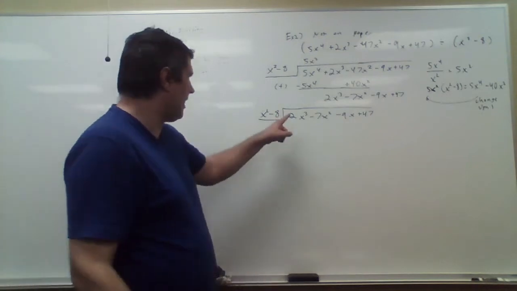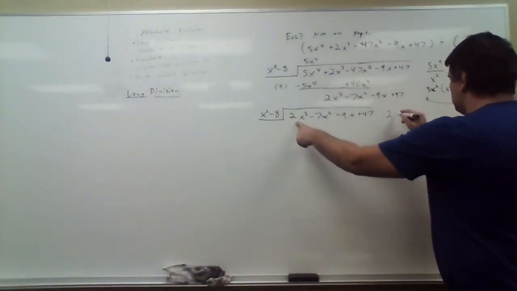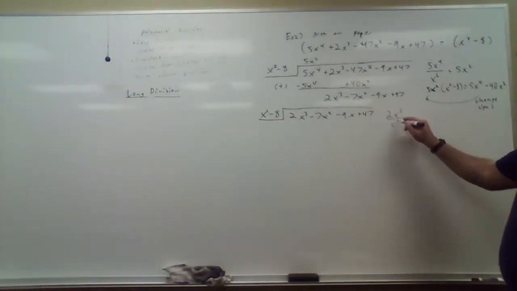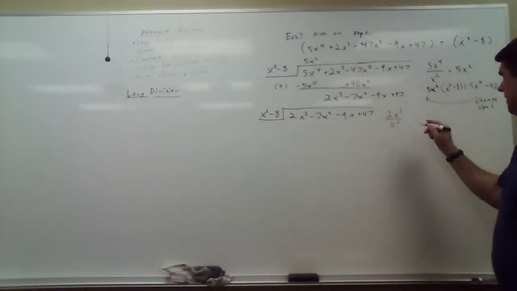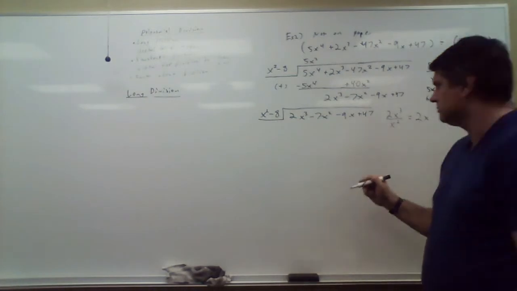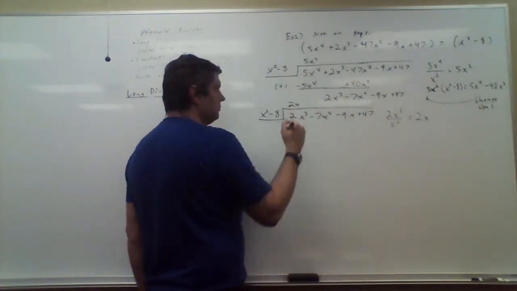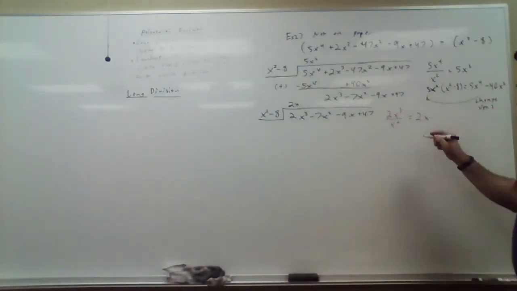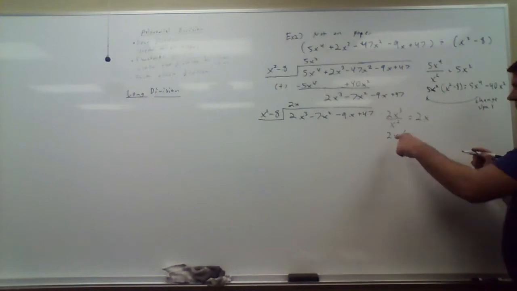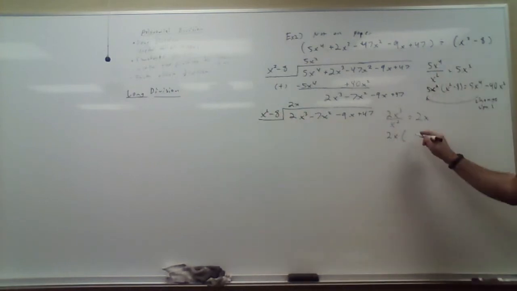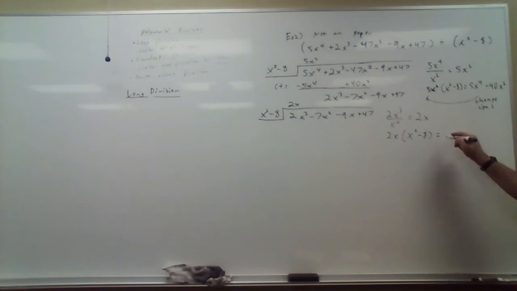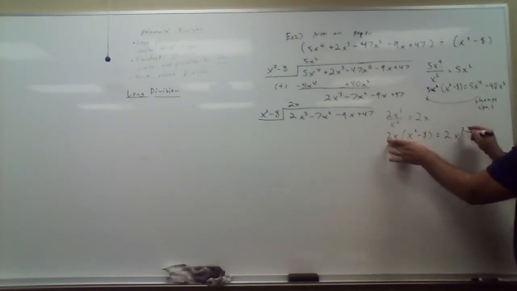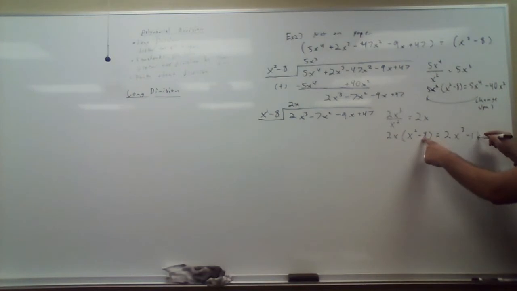Okay? I will divide the first term by the first term. First term by first term. And that leaves me 2x. You will also take that 2x times x squared minus 8, and you will have 2x cubed minus 16x.